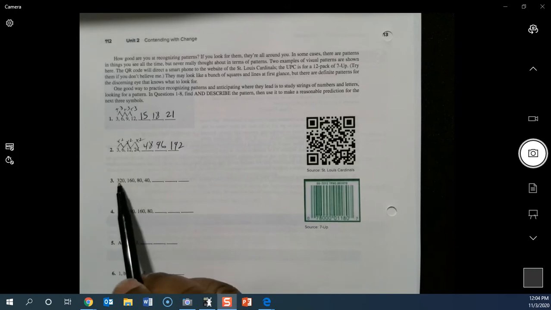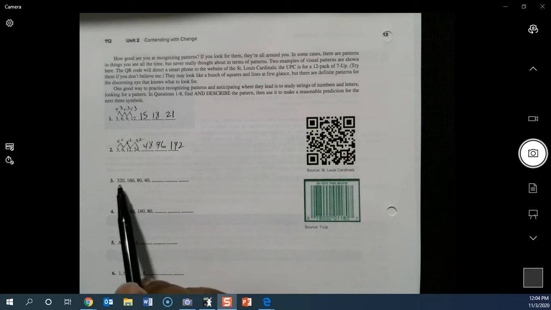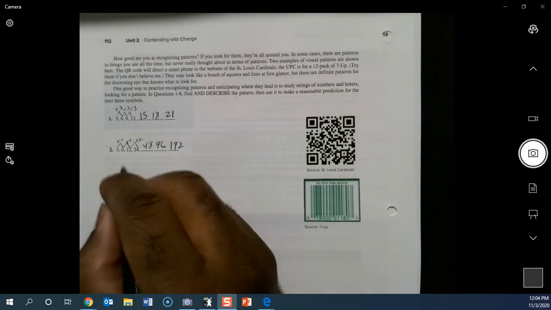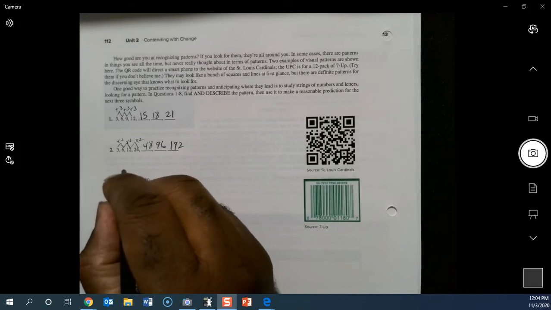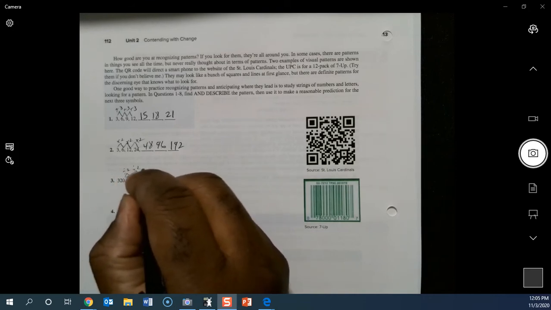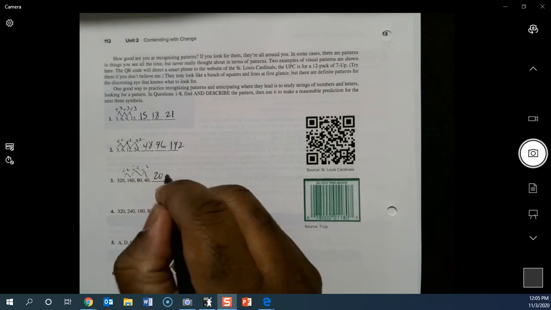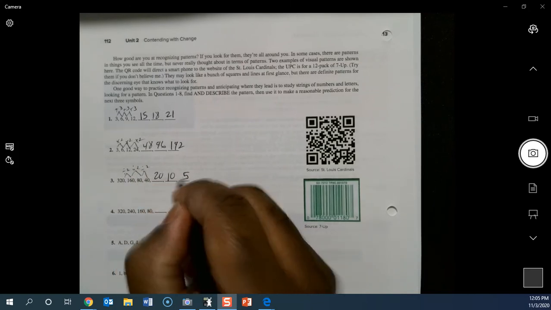So here, in order to subtract, we would subtract 160 to go from 320 to 160. But then 160 minus 160 is 0, so that doesn't work. What we could do here is division, since it's going down. If we divide by 2, this works. So 40 divided by 2 is 20, 20 divided by 2 is 10, and 10 divided by 2 is 5.